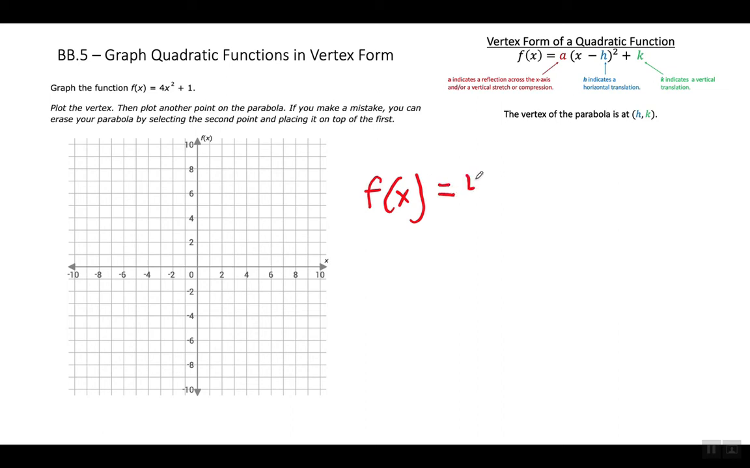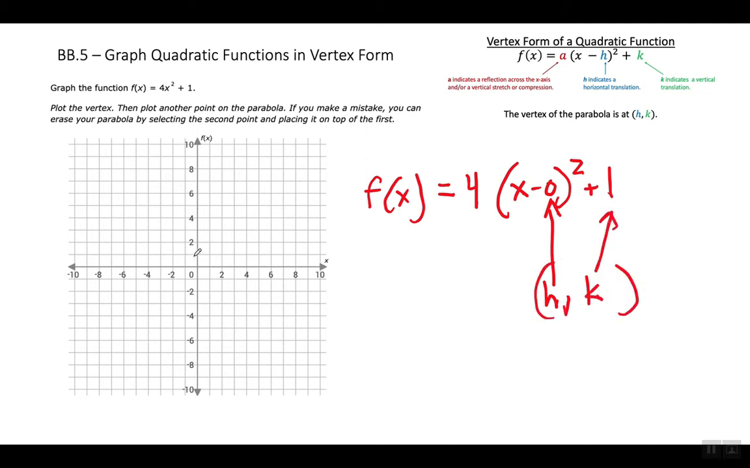Because when I write it in this form, you'll see that I have this. So this is h, and this is k. Así que el vertex está en 0,1. A is positive, so the parabola opens up. A es positivo, así que el parabola se abre para arriba.